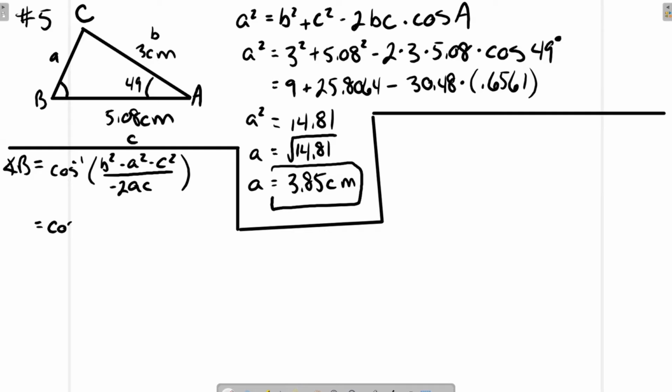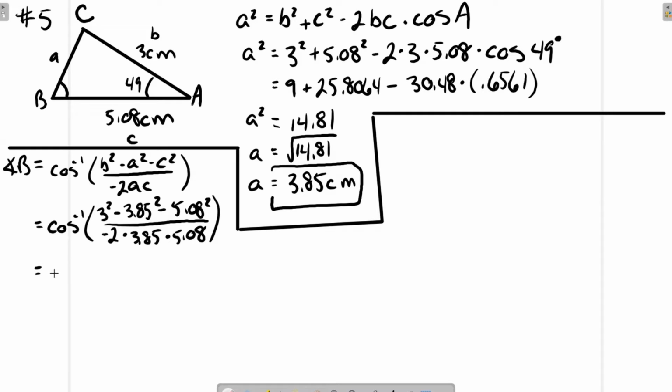So we've got the arc cos of B squared, which is 3 squared, minus A squared, which I just calculated, 3.85 squared, minus C squared, 5.08 squared. All of that's divided by negative 2 times A, which is 3.85, times C, 5.08.